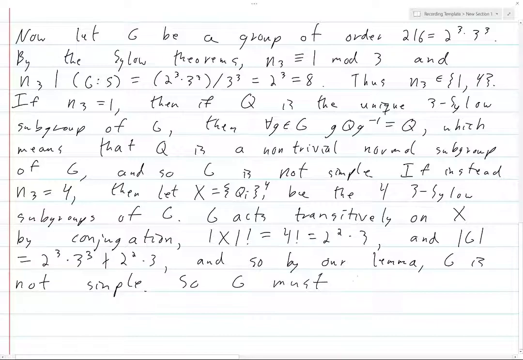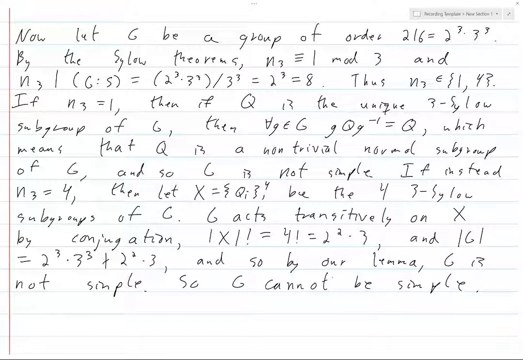But anyways, the conclusion is that G cannot be simple, because n3 is either 1 or 4. If n3 is 1, then G is not simple. If n3 is 4, then G is not simple. So G cannot be simple because either n3 is 1, which means it's not simple, or n3 is 4, which means it's not simple.